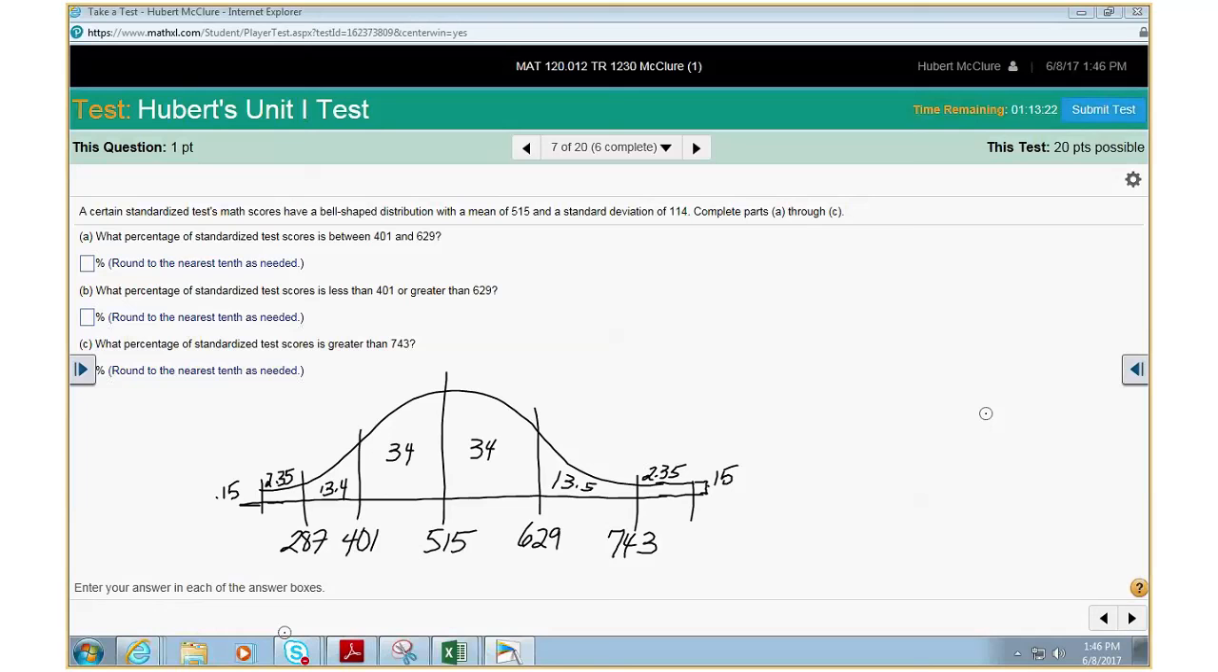What percentage of standardized test scores is between 401 and 629? 68. What percentage of standardized test scores is less than 401? 16%. And what percentage of standardized test scores is greater than 743? 2.5. So there is your answer.